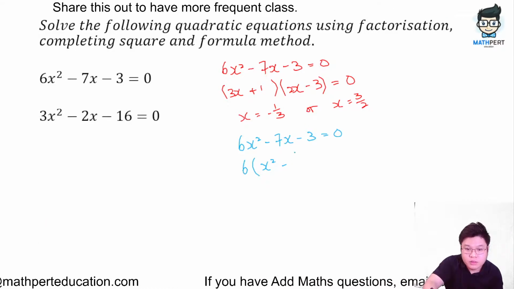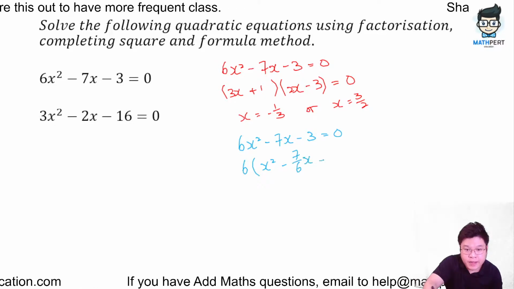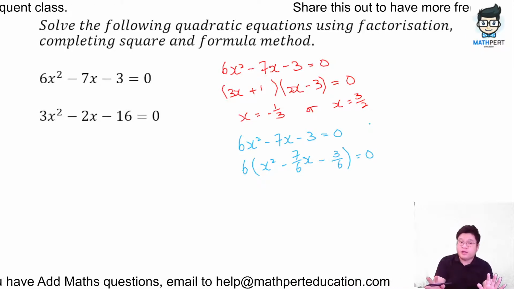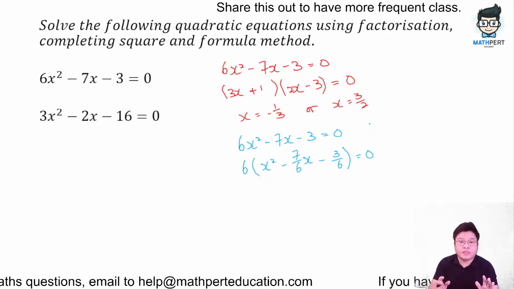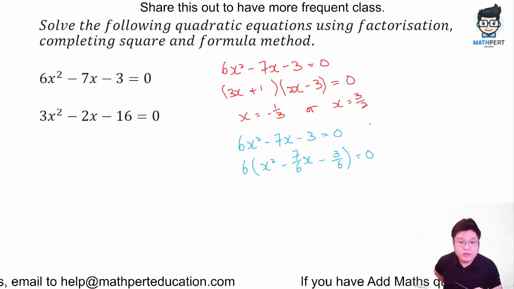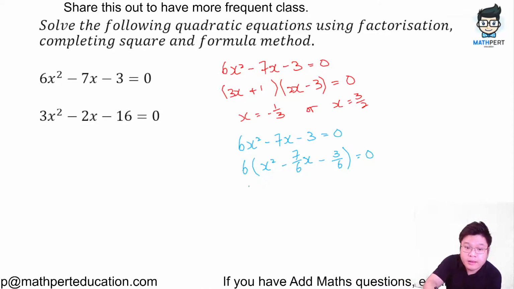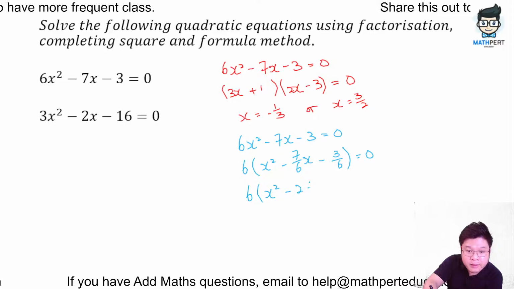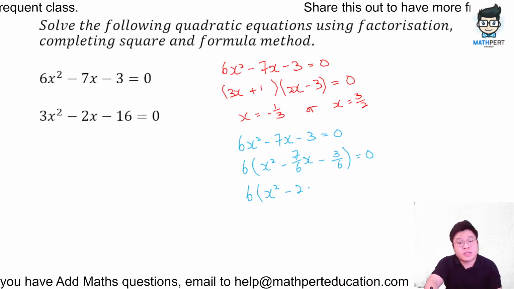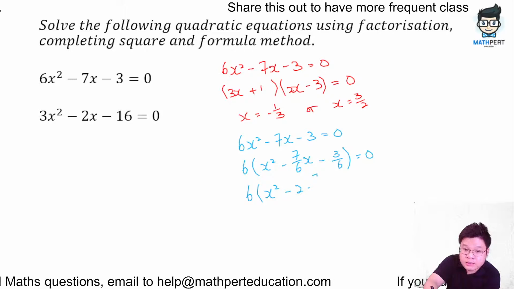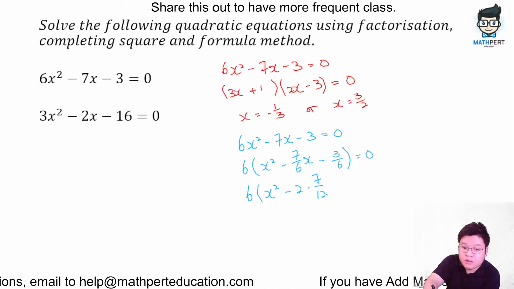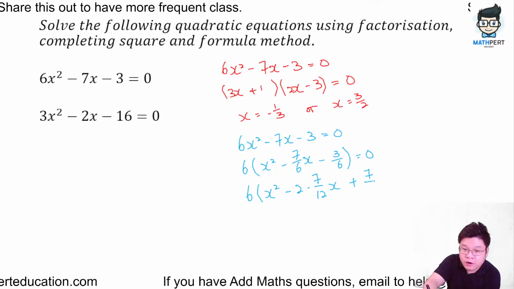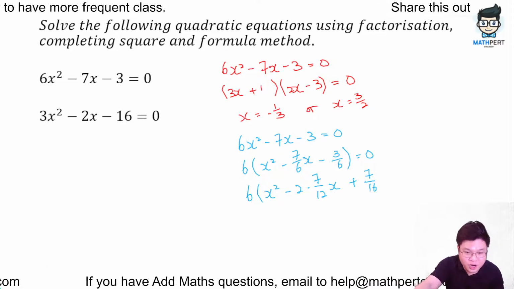7 over 6 x minus 3 over 6 equals 0. We did not change anything, we just took out the 6. We factored the 6 out and this is what we get. For completing the square, we need to do this: 2 multiply what to give you 7 over 6 x? It is 7 over 12 x. And then plus 7 over 12, not 16, 12.